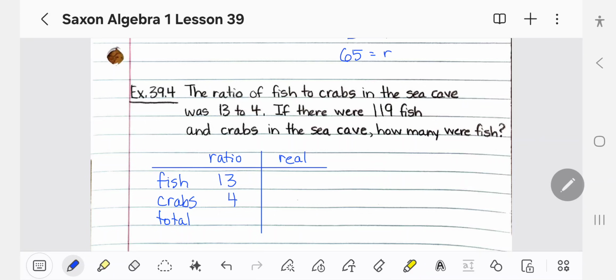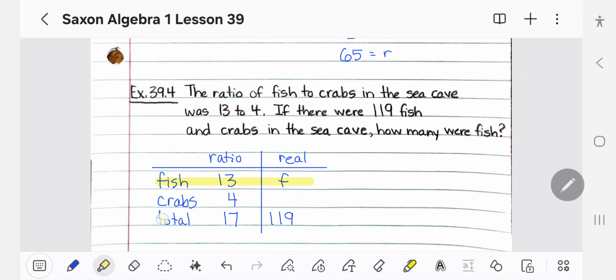If there were 119 fish and crabs, okay, so that's a total in the sea cave, how many were fish? So they're asking us how many were fish. So I'm going to call that F. Okay, so I need this information because I need to find F. I don't have this and I don't have this. Can I figure one of those out? Well, I can figure the total ratio. 13 plus 4 would be 17. So I can see that 13 out of every 17 are going to be fish and 4 out of every 17 are going to be crabs.